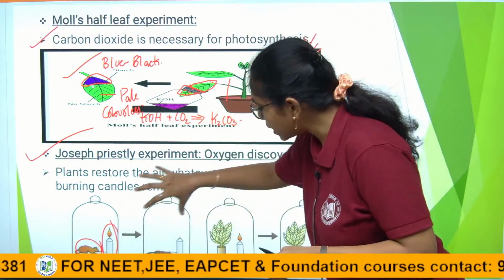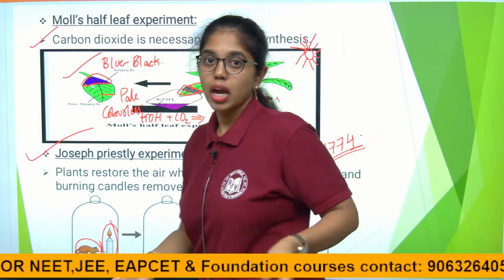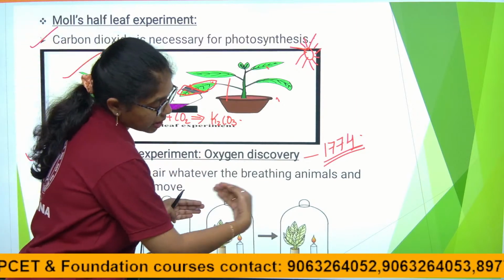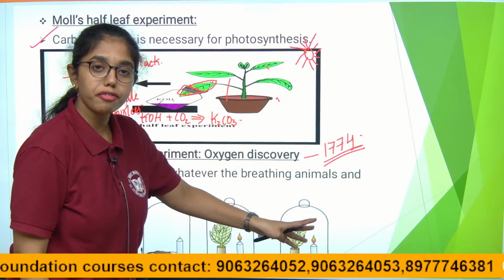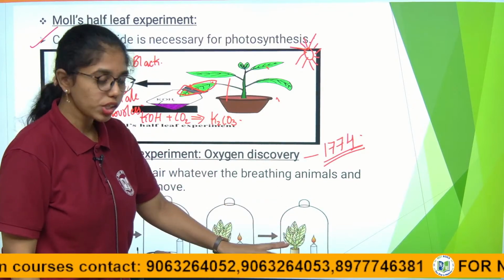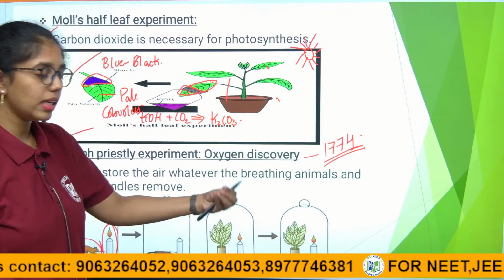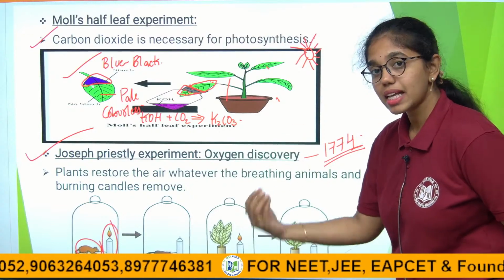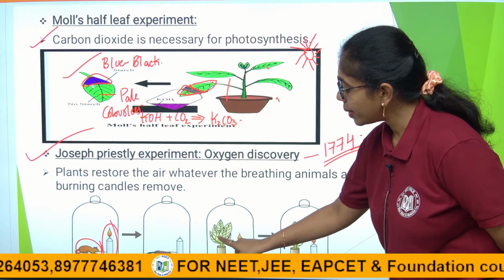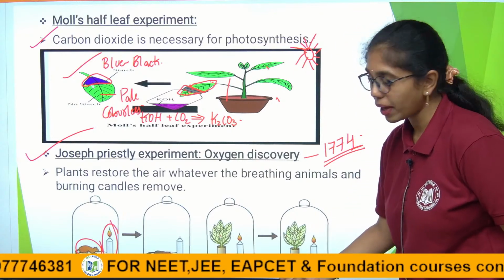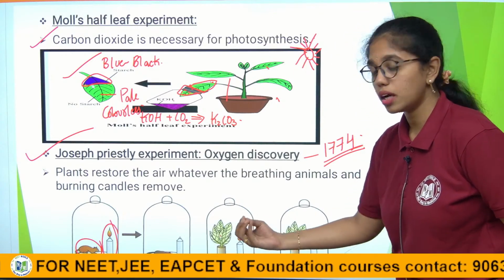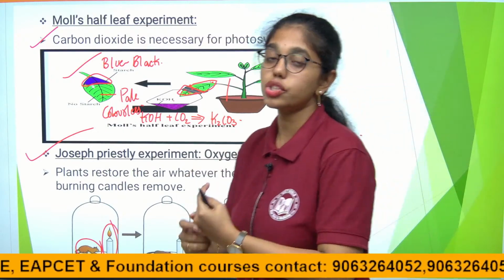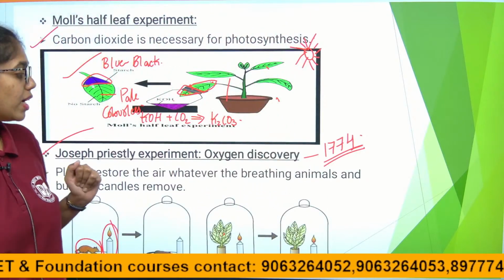Later he repeated the same experiment with a potted plant: a potted plant, a mouse and a candle. After some time, he observed that all of them were fresh and alive. The mint plant is fresh, the mouse is alive, and the candle is still burning. With this observation, he concluded that there is some gaseous exchange. The gas which is breathed out by the plant is consumed by the animal, and the gas exhaled by the animal is consumed by the plant. Such a gaseous exchange has taken place, as said by Joseph Priestley.